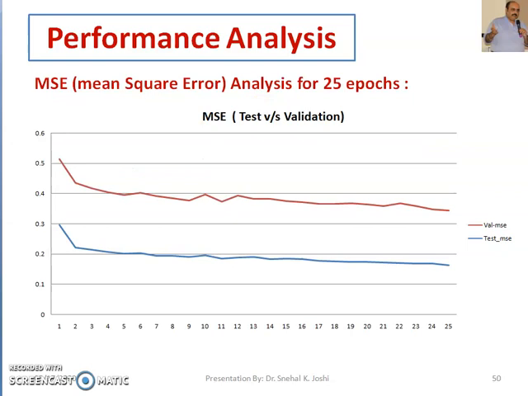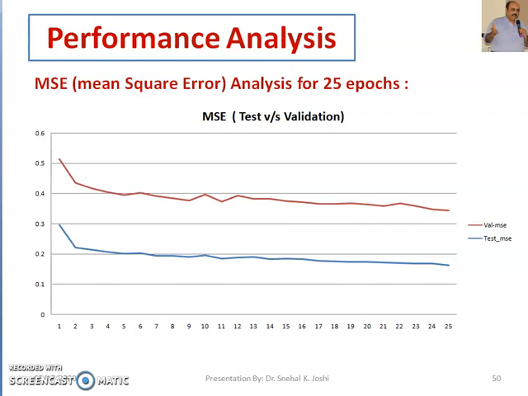So here is your MSE for the test and validation datasets, and we can see that both have almost the same pattern and decrease with every epoch. The mean square error is decreasing, and that signifies that the model accuracy is improving. Almost all right. So the model seems reasonably good.